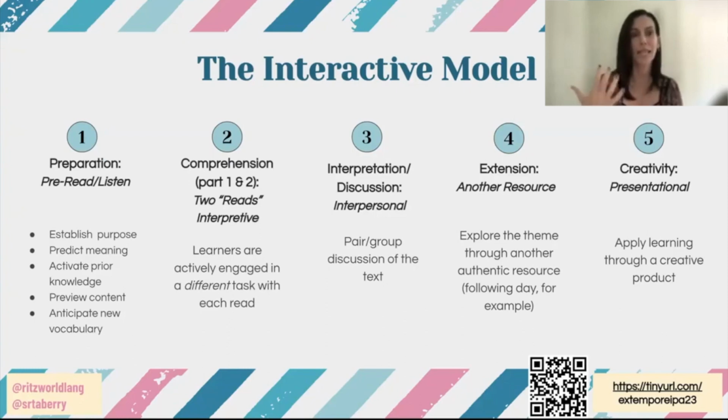So learners really need two passes at whatever, at least two passes at it. And you're asking them to do something and go a little bit deeper from the first to the second read.